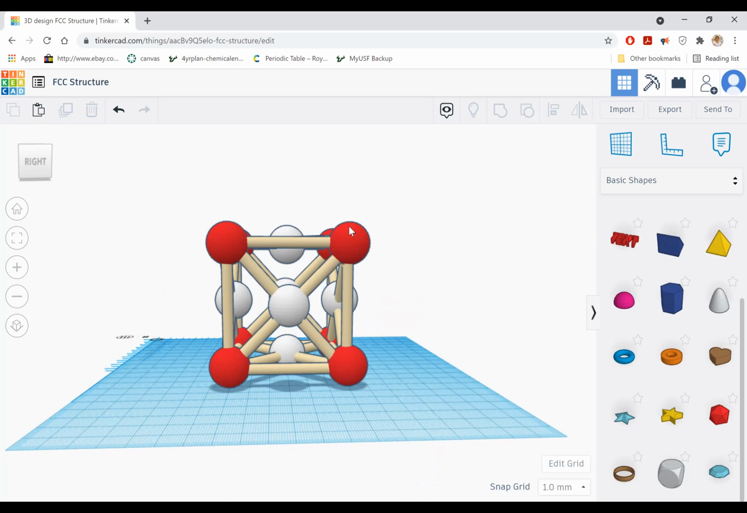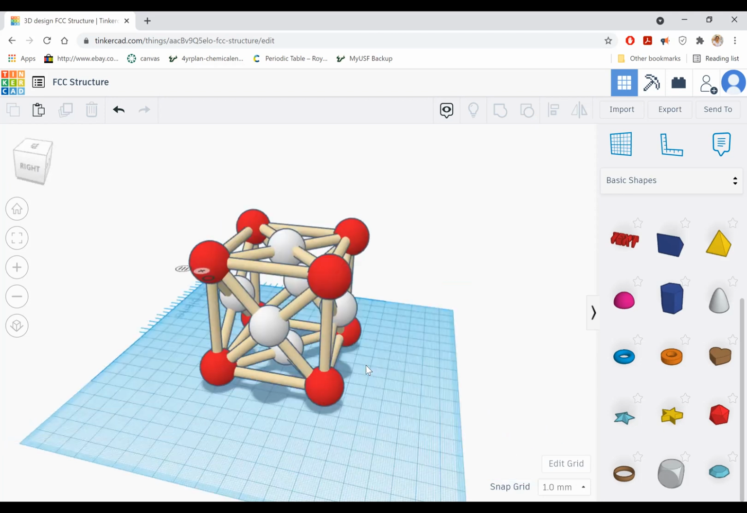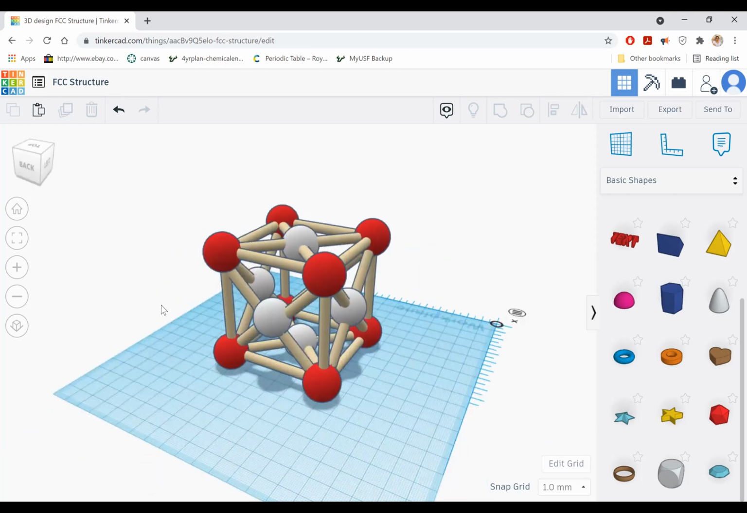So if we multiply the 6 face-centered atoms by 1/2, it would be 3 atoms and a quarter of each corner atom, which will add another one. So 4 atoms in the unit cell. And that's all I really wanted to discuss in the 3D portion of the presentation.